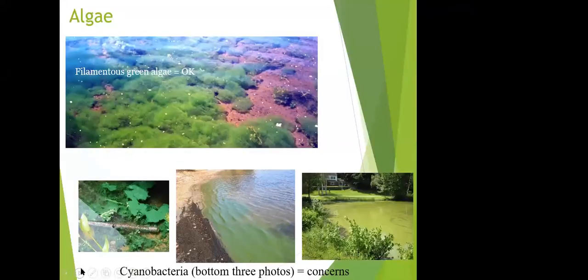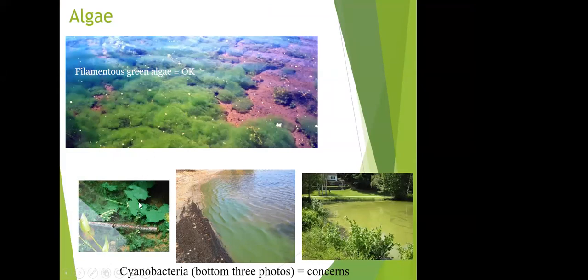All right, so I want to make a distinction between filamentous green algae, which is totally okay, even though it looks a little unsightly, and cyanobacteria. I know that Pine River Pond, for example, has had some concerns with cyanobacteria the last couple of years. So it's good to know what these look like. If you see stuff on your lake bottom that looks almost like cotton candy, like bright green cotton candy, or clouds, those are typically fine.